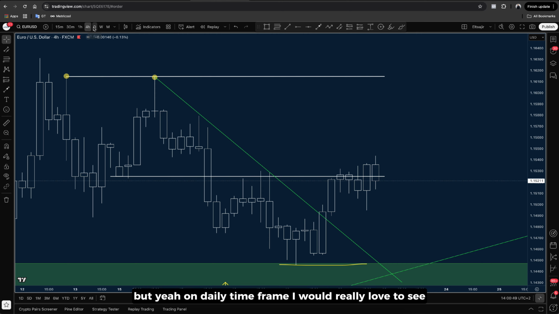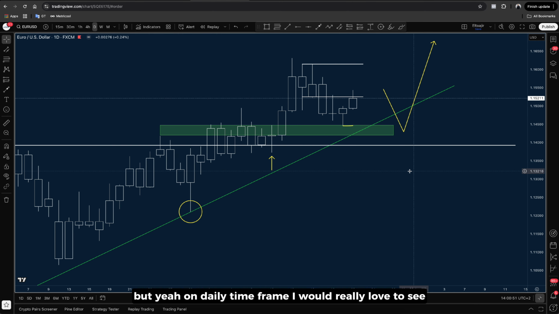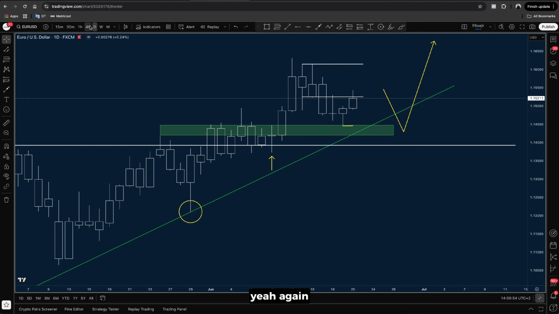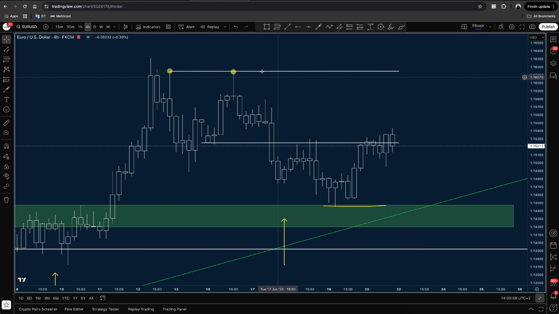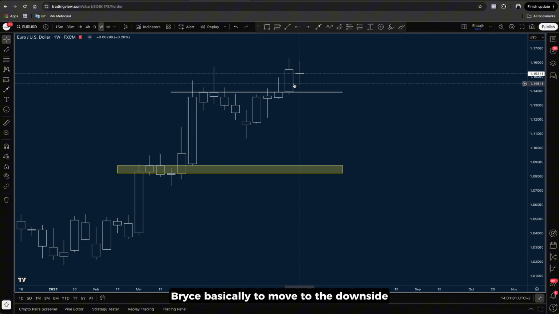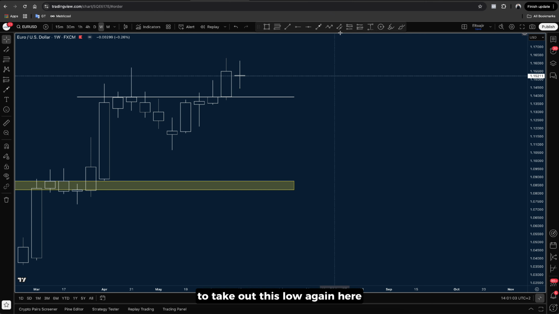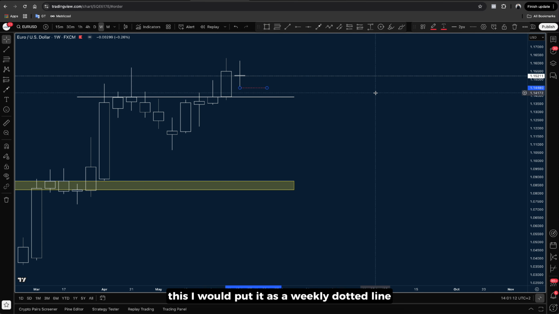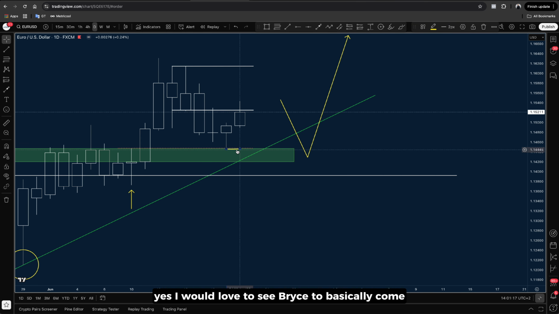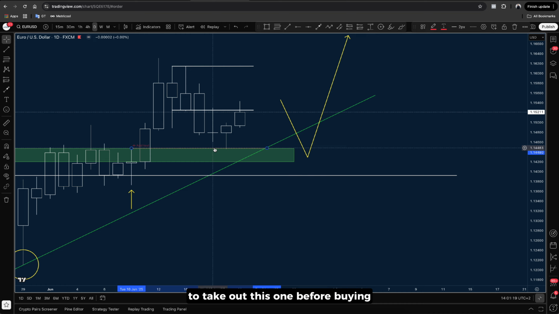But yeah, on the daily time frame, I would really love to see price basically move to the downside to take out this low again here. Yeah, this one. This, I would put it as a weekly dotted line. Yes, I would love to see price come to take out this one before buying.